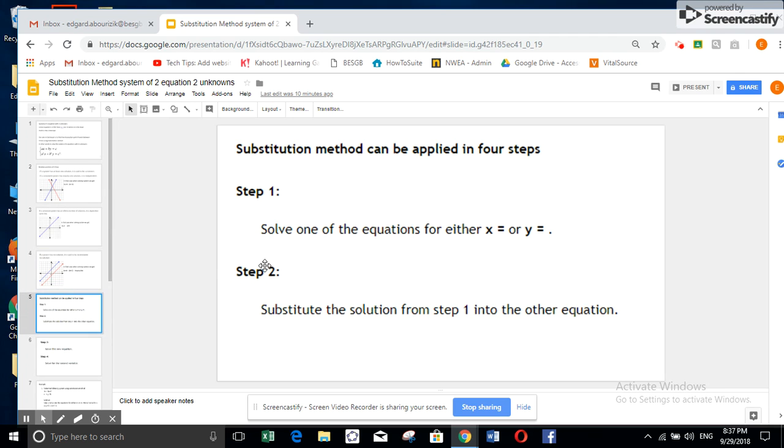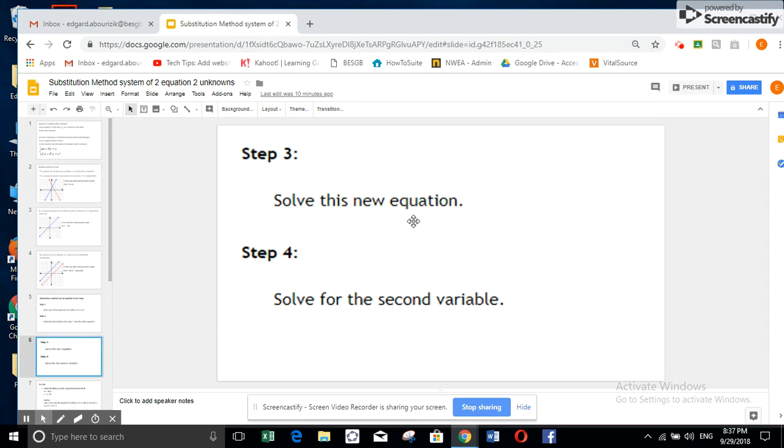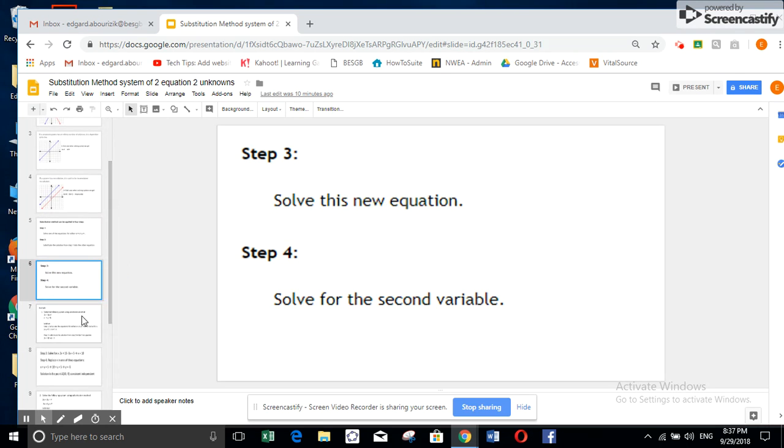But before, let me put the steps to solve two equations with two unknowns using the substitution method. We have four steps. We're going to solve one of the equations for either x or y, for example, x equals something. We put it in the other equation, and in that case we solve this new equation for the variable. Once we get the variable, we replace it back in the other equation. To understand it more, we need examples. So let us start with example number one that we have here.